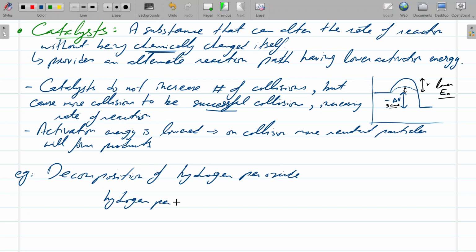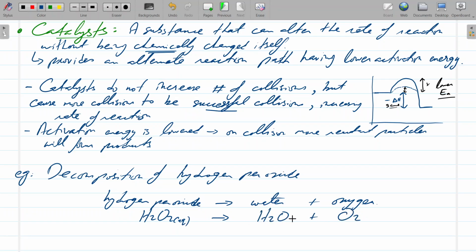Hydrogen peroxide decomposes into water and oxygen. So you've got H2O2, aqueous, giving you H2O plus O2. So that's a liquid and this is a gas. You want to try and balance this?